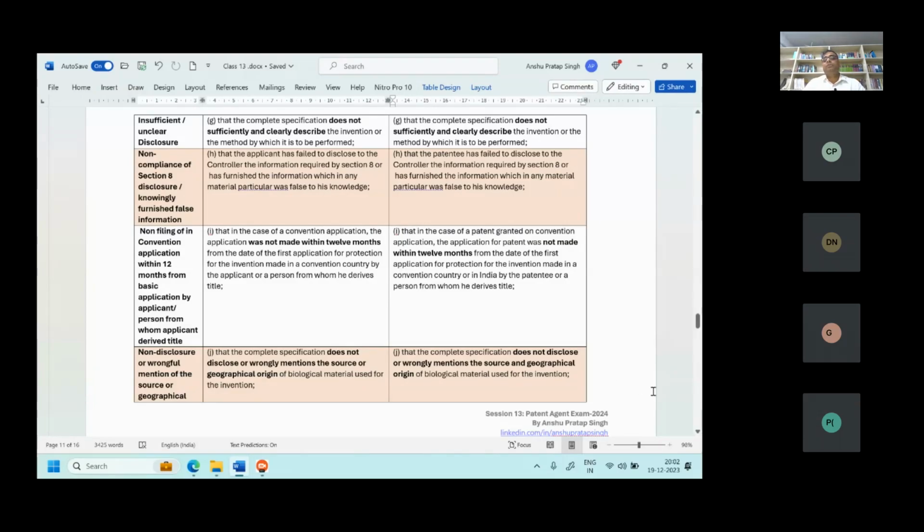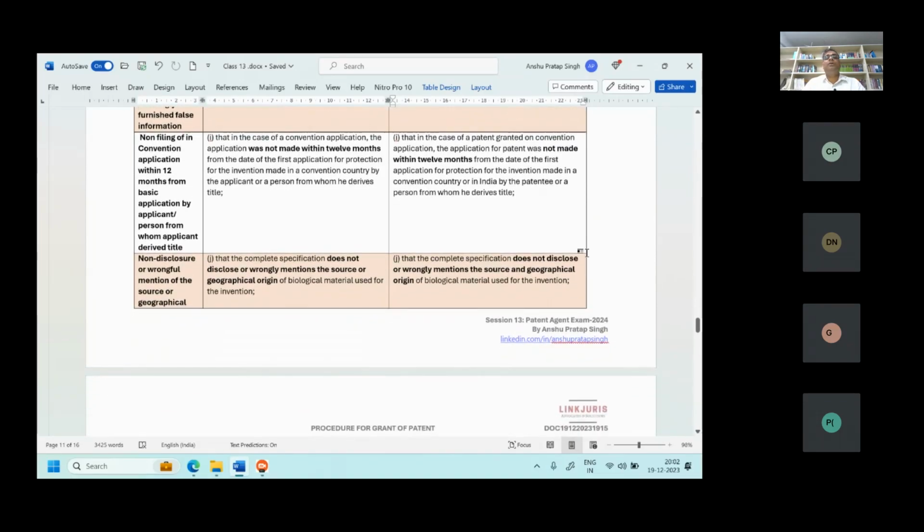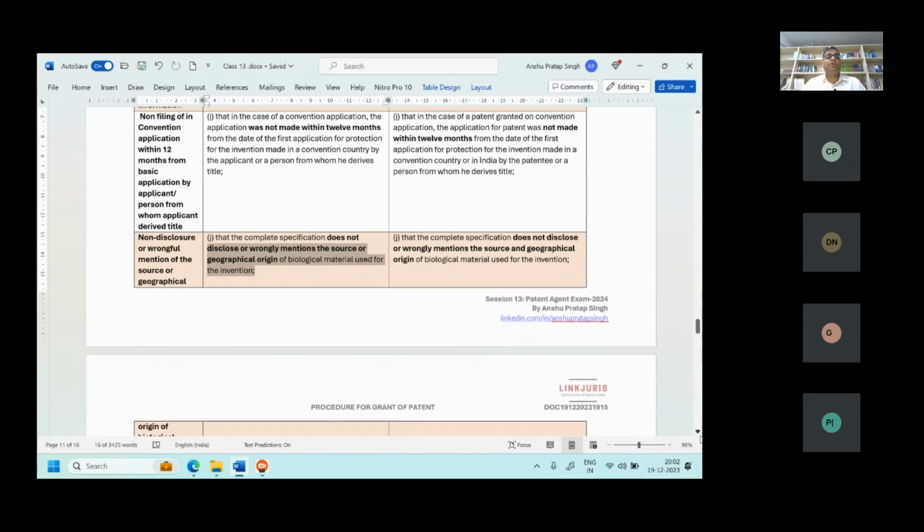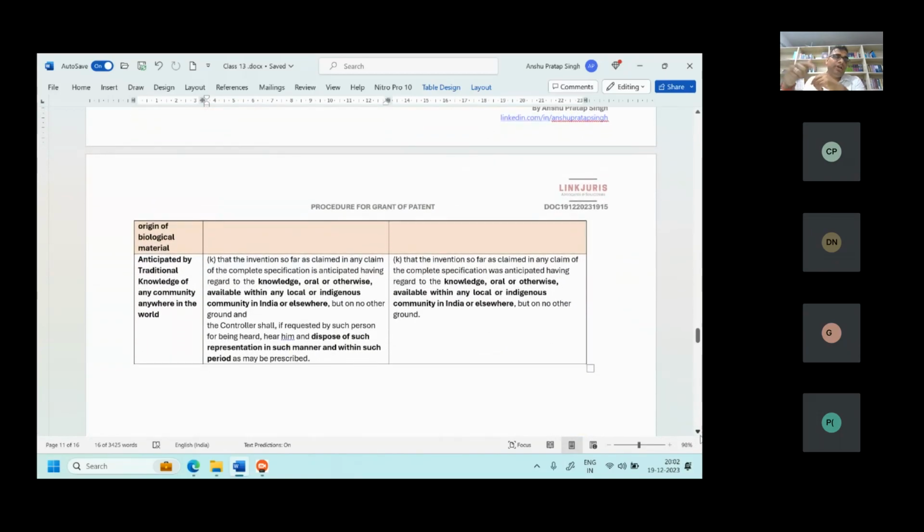Then we are talking about the biodiversity, the geographical origin requirement, right? With respect to biological material, non-disclosure or wrongful mention of source or geographical material. That is also a ground of this. So all those, including anticipated by TK or any community anywhere in the world. Again, in anticipation, we are talking about same thing, knowledge, oral or otherwise available within a local or indigenous community in India or elsewhere, and dispose of such representation. This is the ground. Okay.